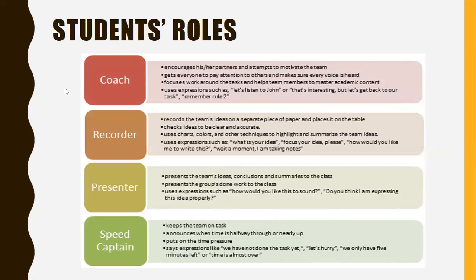So when you assign students roles, this is something really important. You have to give that role a name and you have to give specific functions to that role. And if you want, you can include the expressions that person can use. Okay? But this is like the main characteristic of cooperative learning. The students need to have roles.